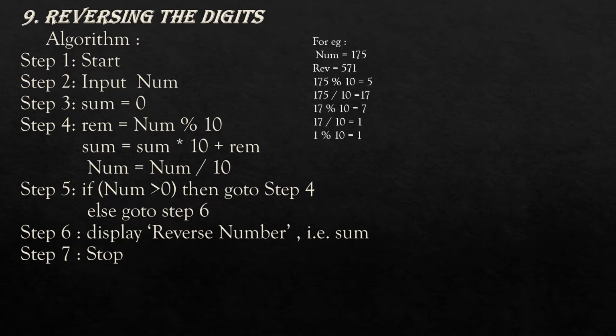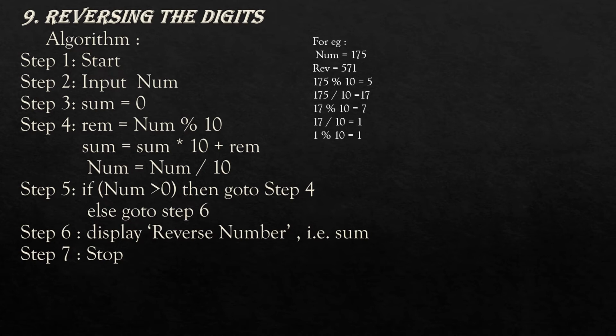So if num 1 is greater than 0, then go to step 4. Yes, 1 is greater than 0, we'll go to step 4 again. Remainder equals num mod 10, so 1 mod 10 will be 1. Okay, now sum equals sum into 10 plus remainder. 57 into 10 plus 1. 57 into 10 is 570, 570 plus 1 is 571.